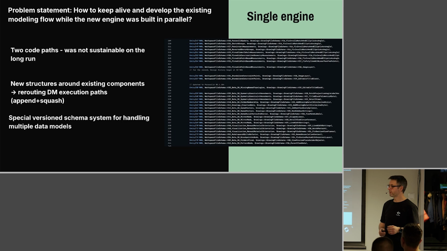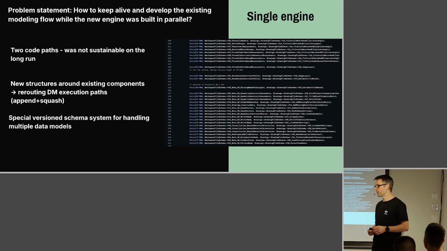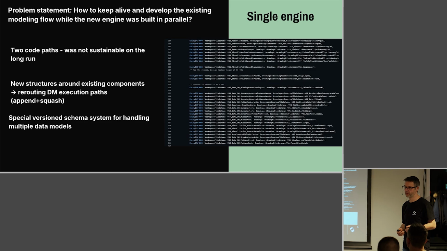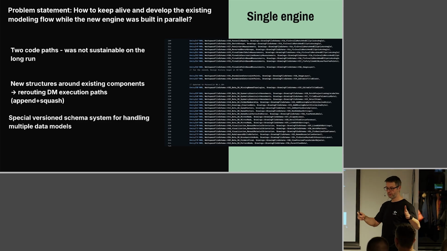Also, we needed to introduce a special schema for versioning the different data representations. Old users were using one data schema, and the new users needed another one. And actually, there was also a beta group which needed a third one. So that was something we also needed to do.